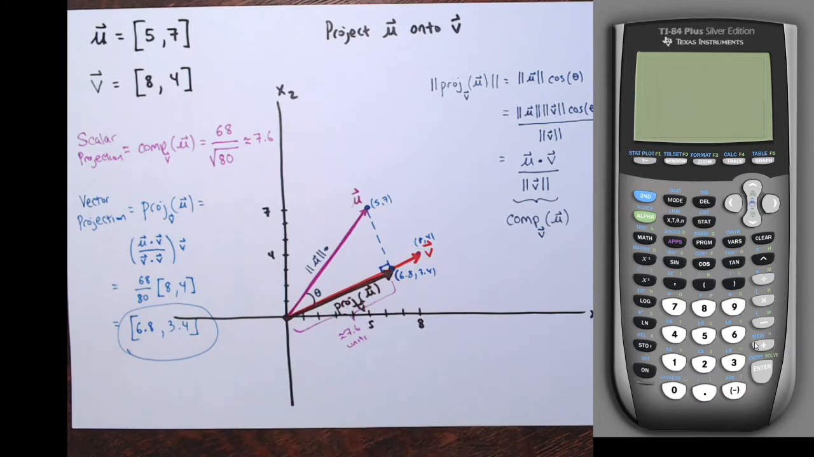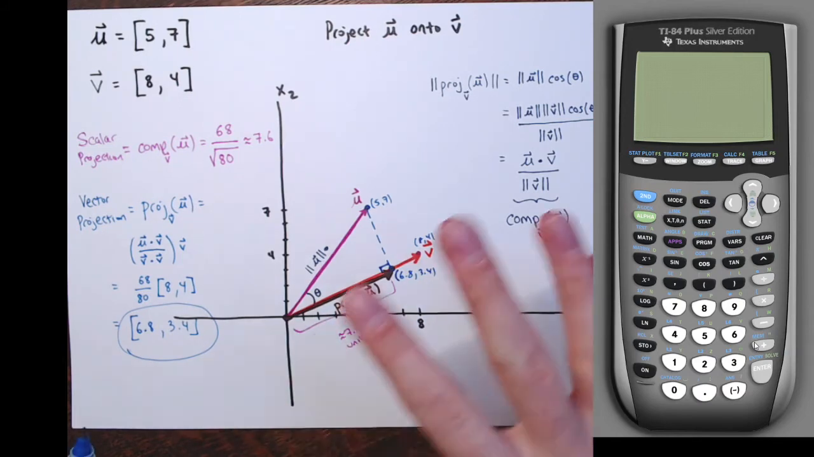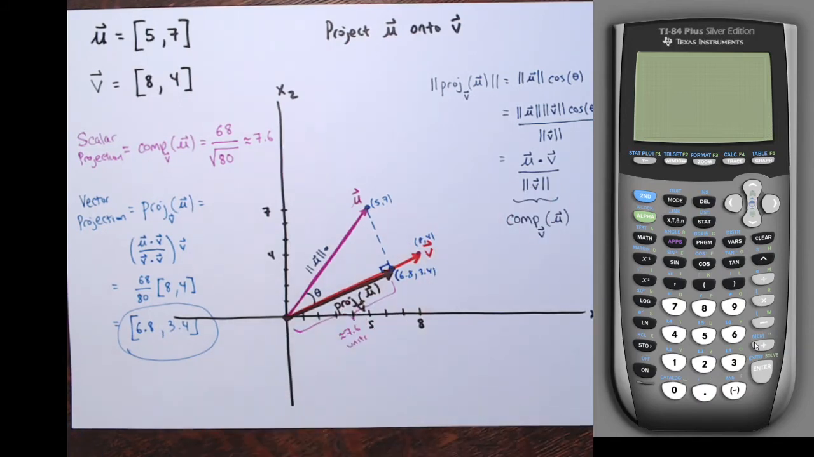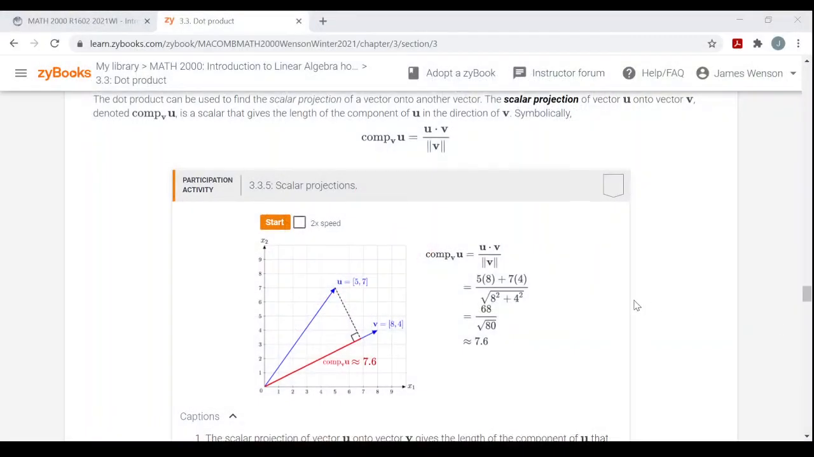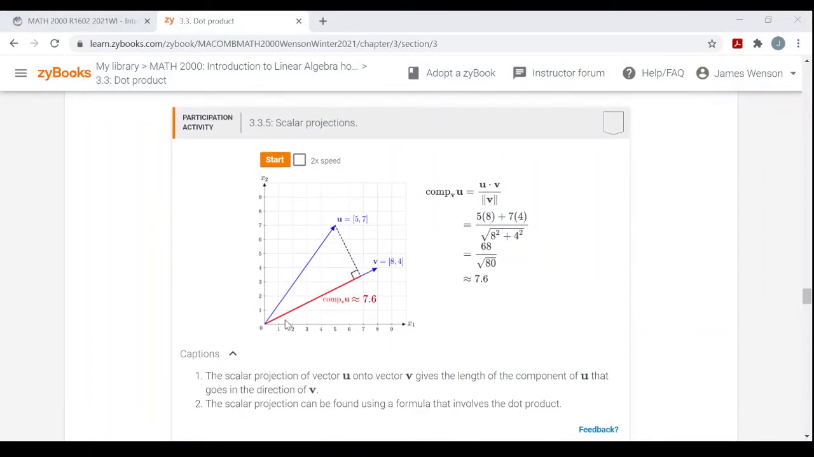But yeah, so again, hopefully the numbers made this a little easier. I'm going to do it again with another example, but that's what's going on here. Projecting one vector onto another. Again, they show you that the length of this projection is about 7.6, as I had earlier, right? The dot product of u and v divided by the norm of v.